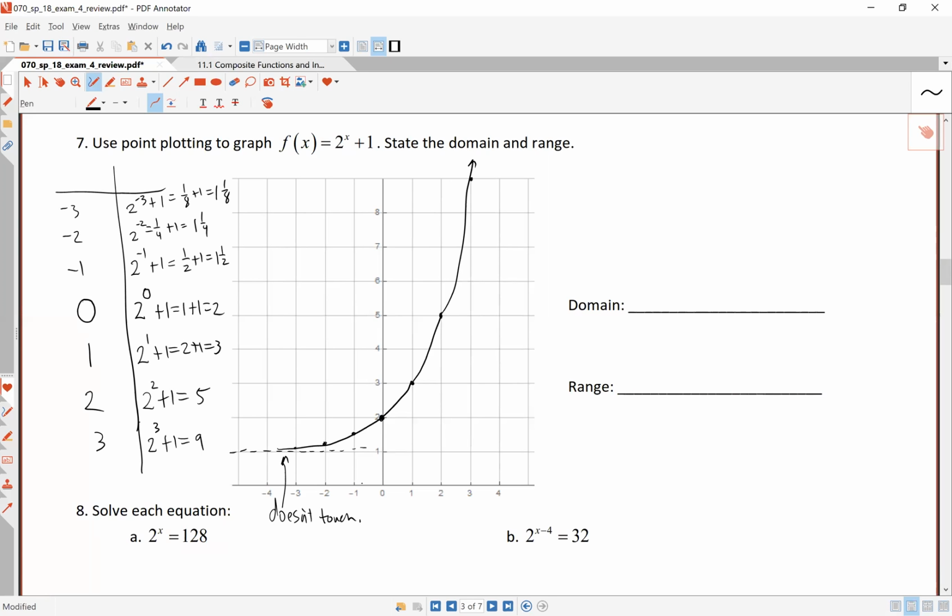We can plug in any x value and get a graph, and that says that the domain is all real numbers. The range this time, this graph does not go below y equals 1, and it doesn't touch y equals 1. So the range is everything greater than 1, or we say 1 to positive infinity. Either of those answers is fine.